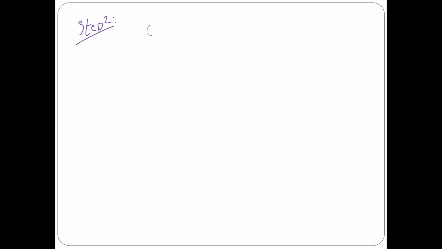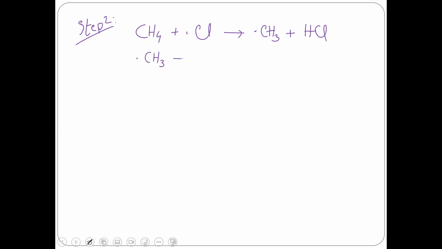This is methane. A chlorine free radical attacks and kicks out a hydrogen. Now it is CH3 and I get HCl. The CH3 free radical is there and it will attack a chlorine molecule and continue the process. Look at the process carefully. This is a chlorine molecule.